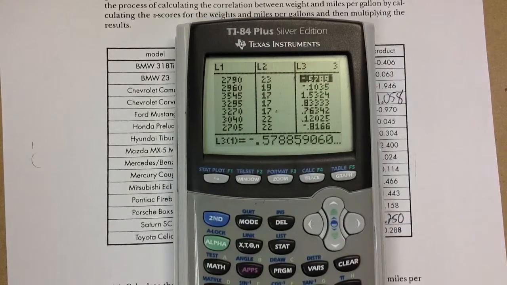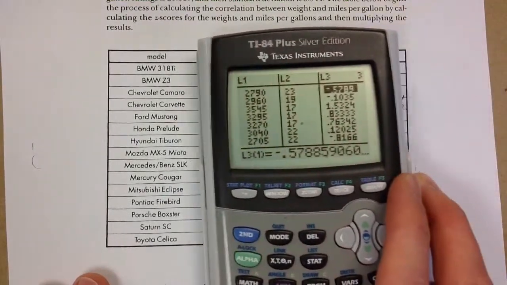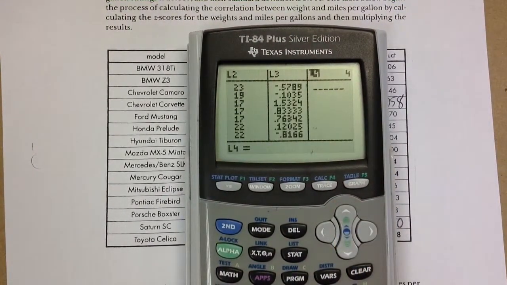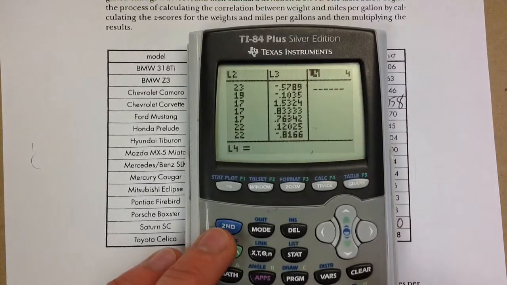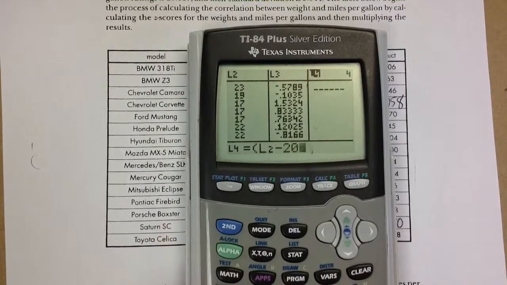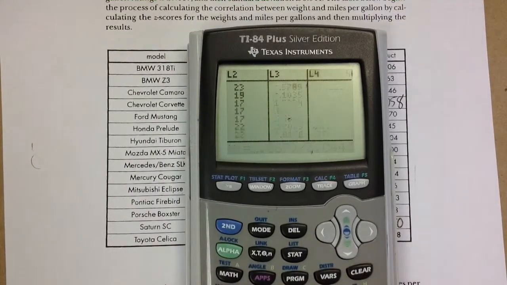Those are your z-scores for the weights. Notice that they are equivalent to what the worksheet says. And now we'll do the z-scores for the fuel economies. Open paren, L2 minus 20.867, close paren. Divide by 3.044. Bam.